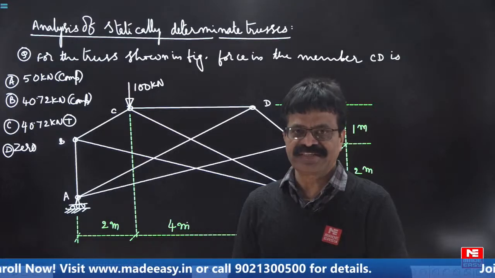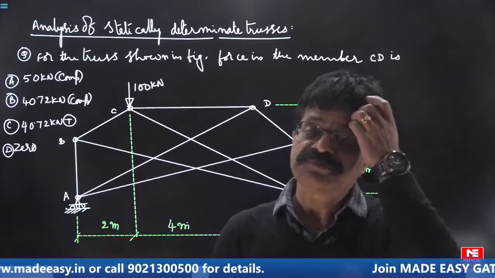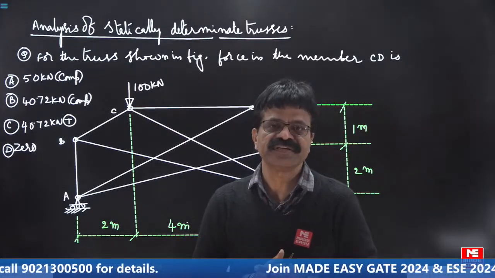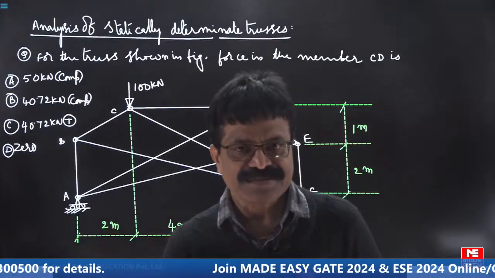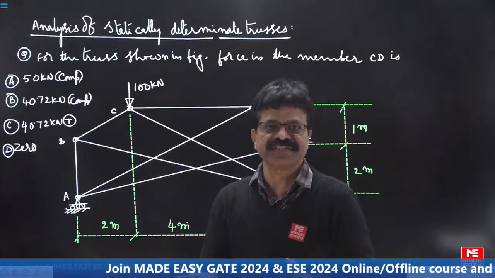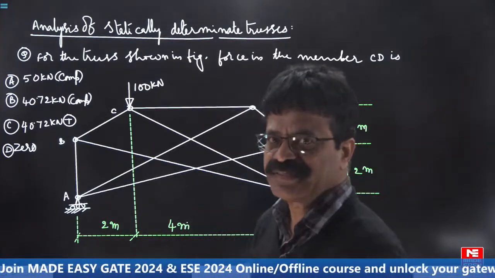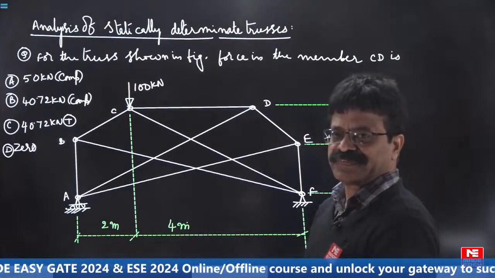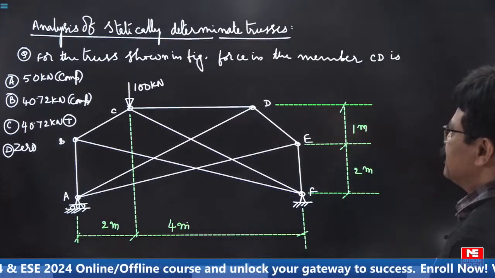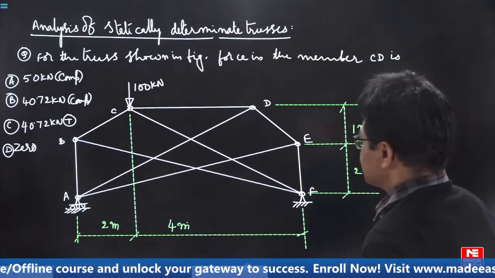In addition to that, in the method of sections also we have seen how to cut the members. We should not cut more than 3 members as far as possible. Under special cases where it is not possible to cut only 3 members, we cut more than 3 members also to find force in any particular member. One such way of cutting the members we want to see here. So this is the introduction to determinate truss forces.